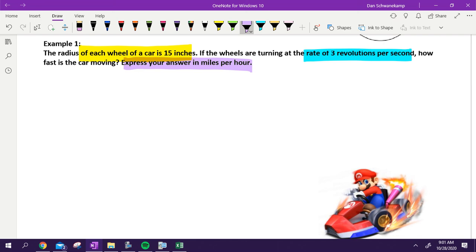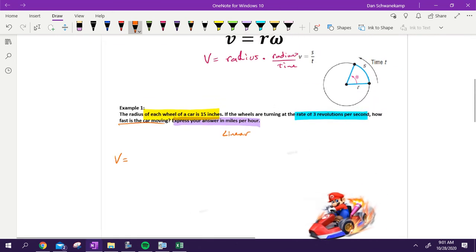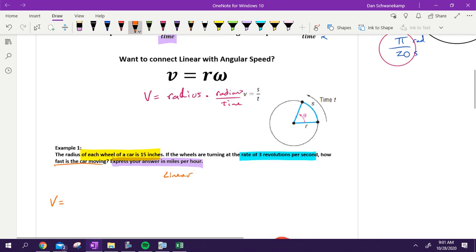What am I trying to find in the end? Am I finding angular speed or linear speed? Linear. How do you know that? Yeah, how fast is the car moving? You don't necessarily want to do that in angles. We want to do that in distance. So we're trying to find velocity. We said that velocity is equal to your radius times your angular speed.